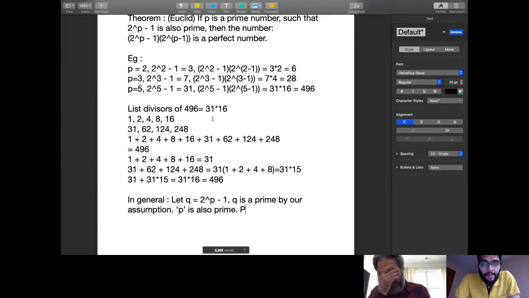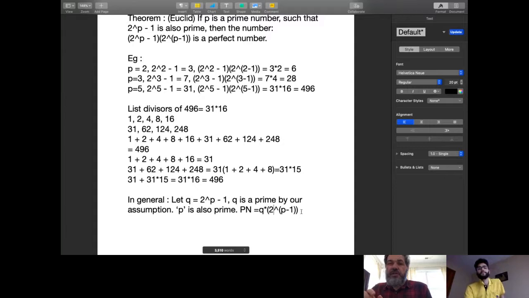All right. So now our perfect number, the number that I want to show is a perfect number, Pn for perfect number, is equal to, let's see, 2 to the p minus 1 is exactly this q. It's q times the power of 2. Very similar to what we saw earlier. It was 496, which was 31 times 16. 31 is now replaced by our q. And then 16 is replaced by a power of 2.